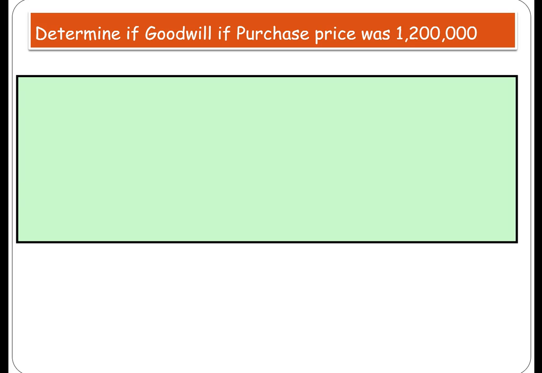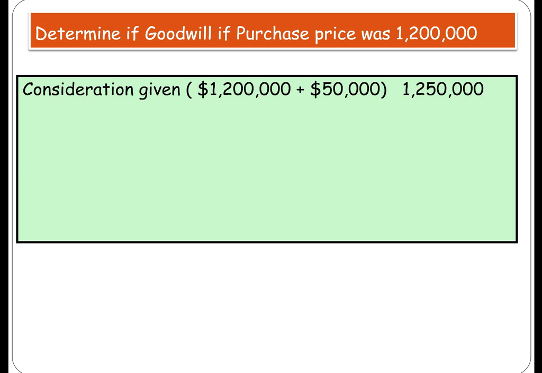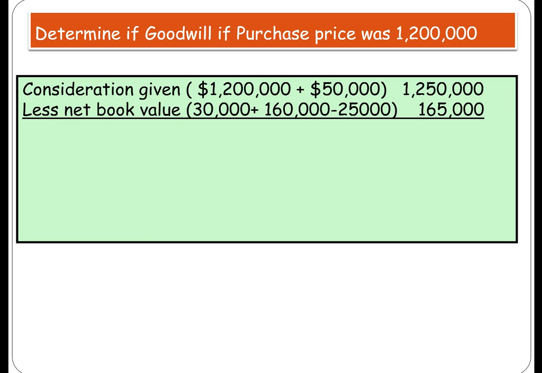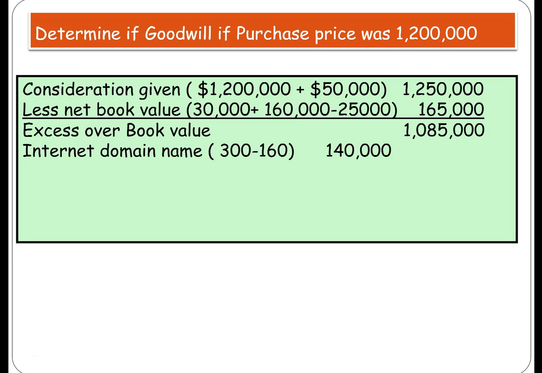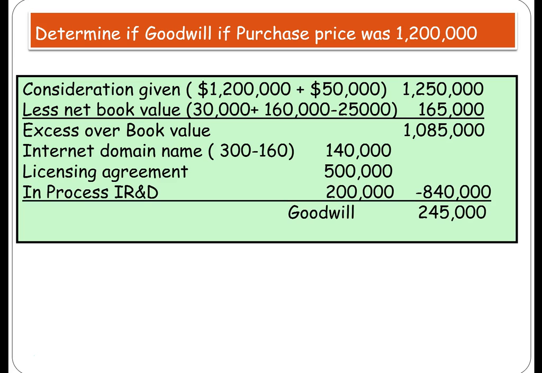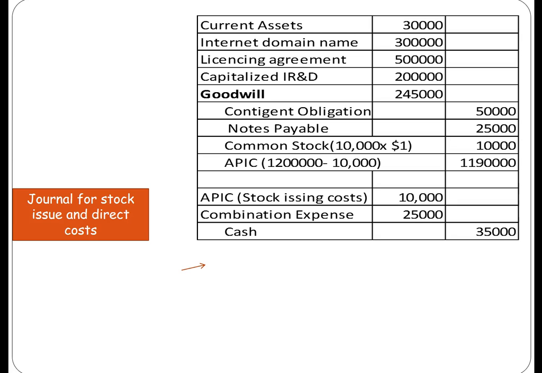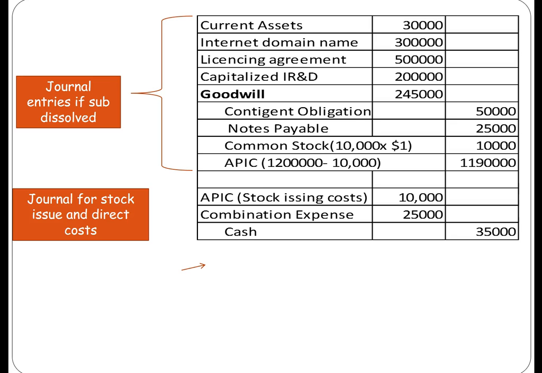Now, what is the goodwill if instead the total value that we paid is $1.2 million? Well, we're going to take that plus our contingent obligation. We're going to subtract the book value, which gives us excess over book of $1,085,000. Then we're going to adjust for the undervalued assets, and that means we have goodwill of $245,000. Now we can do our journal entries, which now include the entry for the goodwill of $245,000.